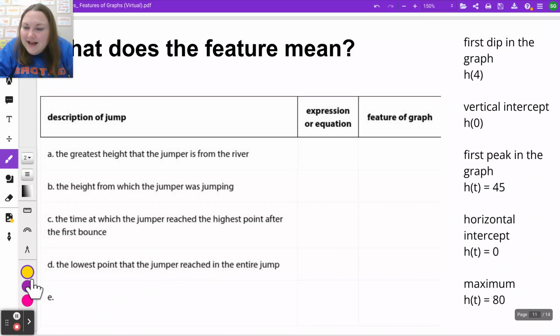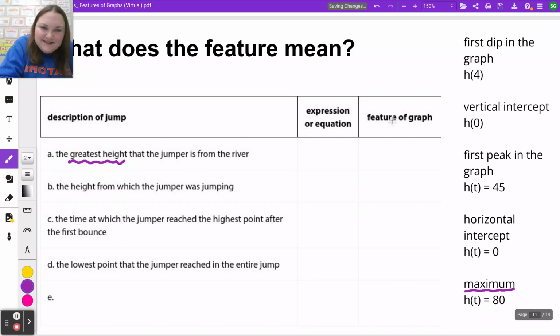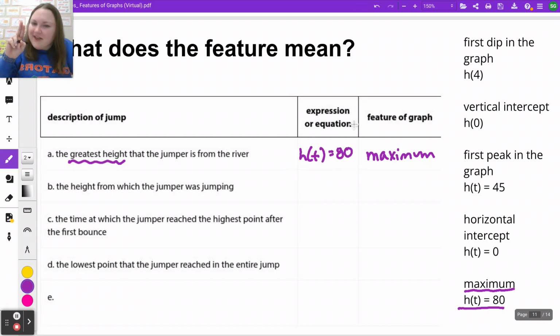So for example, as I'm doing this, I might say, okay, this first one's talking about the greatest height the jumper is from the river. Greatest height is talking about the maximum. So for these 2 boxes here, the feature we're talking about is the maximum. And we've already connected maximum to our equation, h of t equals 80. So those are going to stay together. You don't have to do that twice.